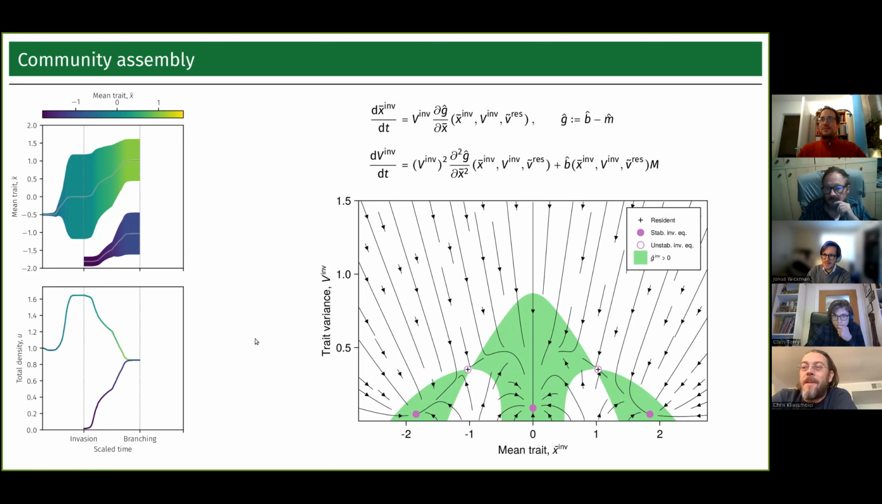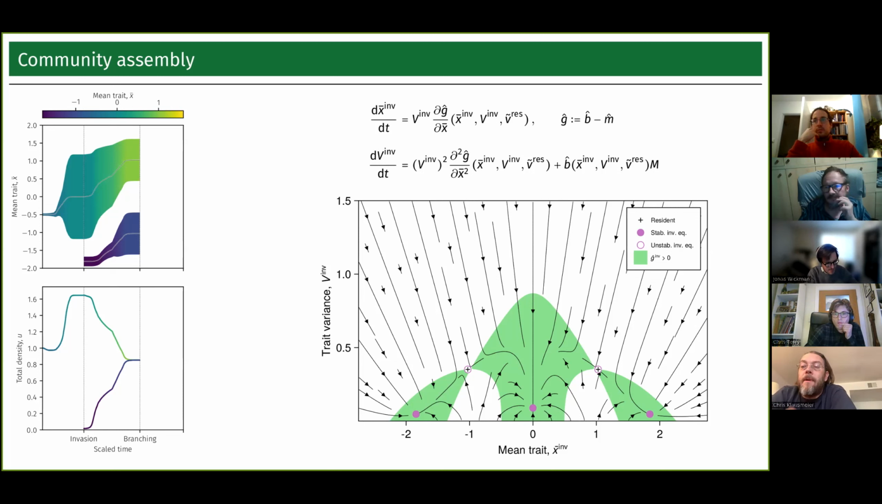Yeah, not so much a question, but more of a follow-up on what you were just talking about. I agree with Jonas that the way I think of this most is just as a way to calculate whether a community will be invasible or uninvasible. Not so much the actual dynamics of branching or what have you.